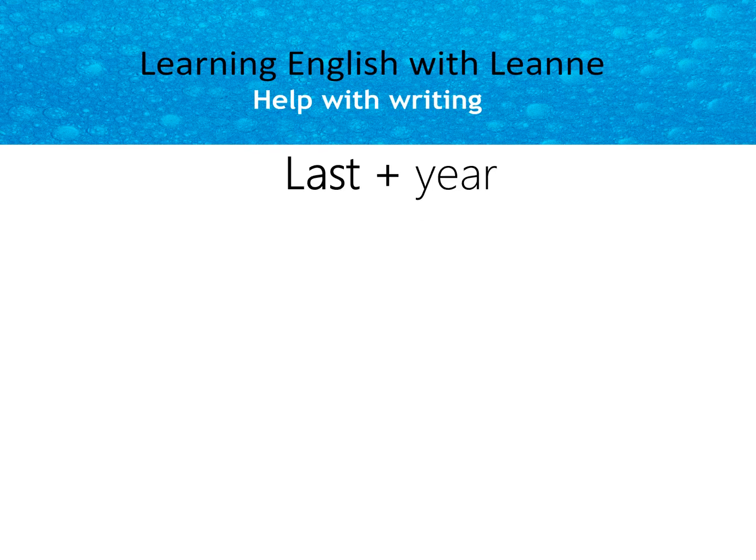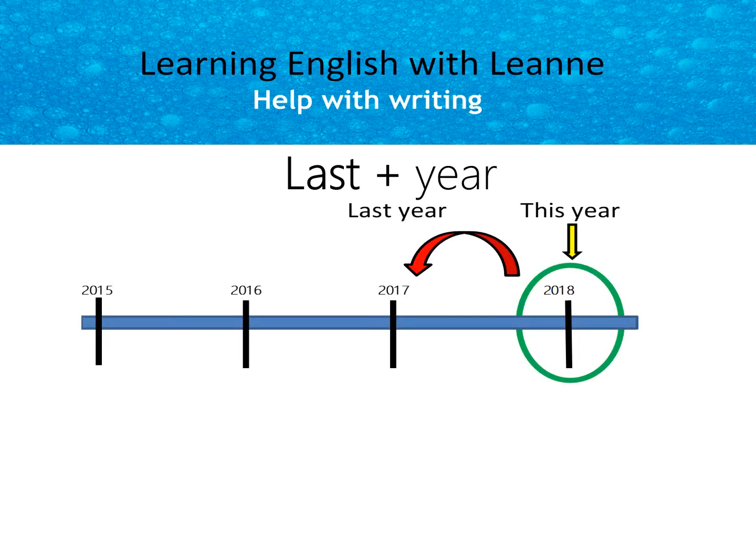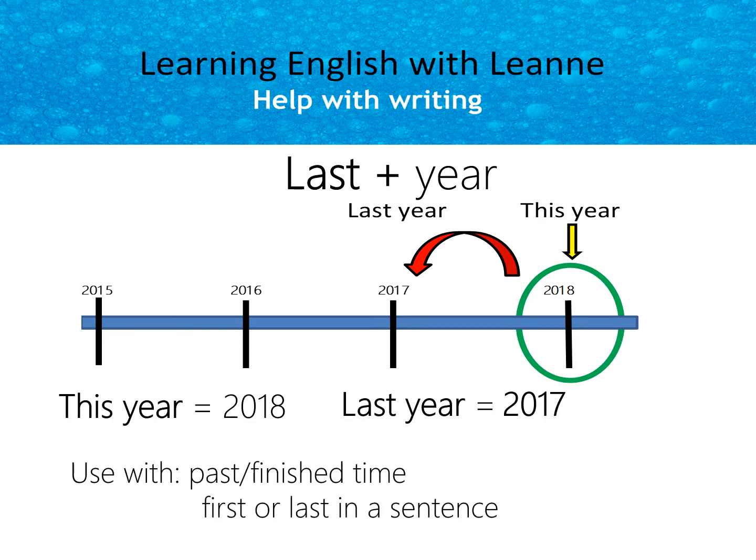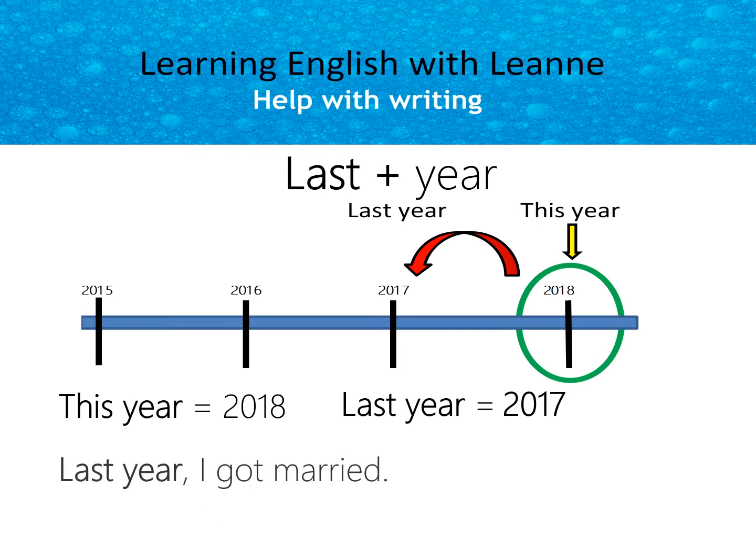Last plus year. Here's our timeline again. You can see this year, 2018 with the green circle. Last year we go back 1 year, 2017. So again with past or finished time and first or last in a sentence.